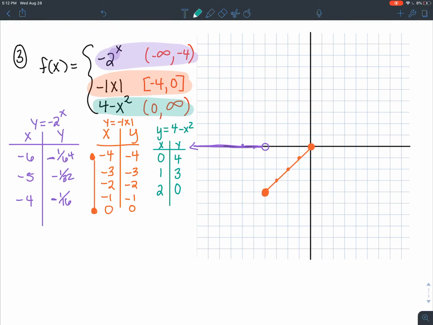All right, so I have 0, comma, positive 4. Let me see. That's supposed to be an open circle. So 0, positive 4 is open. 1 is at 3. 2 is at 0. And if you wanted to keep going, you could, but this is going to just be an upside down parabola. And there you have it, folks.